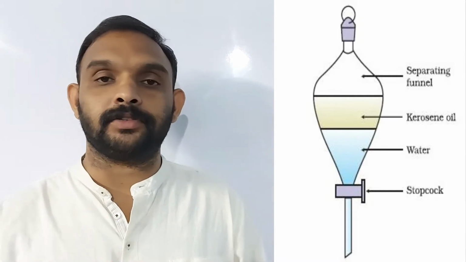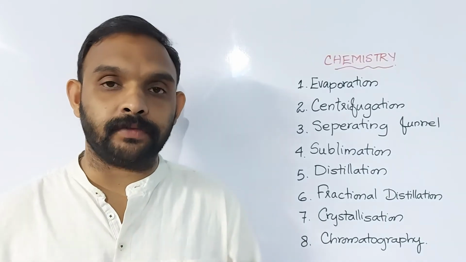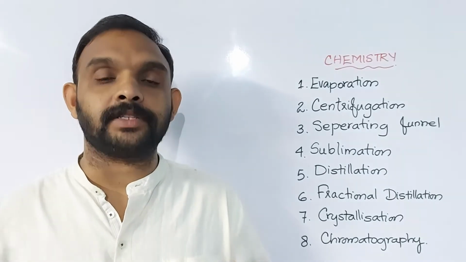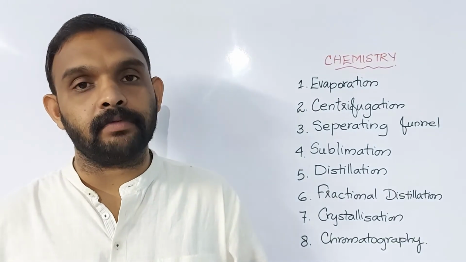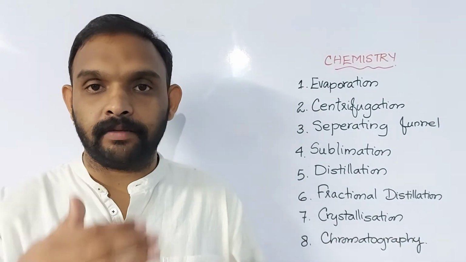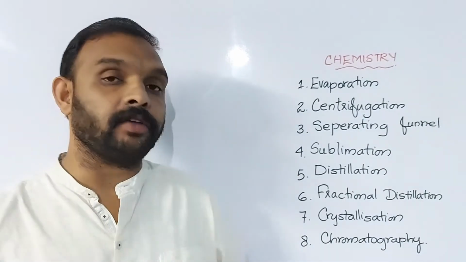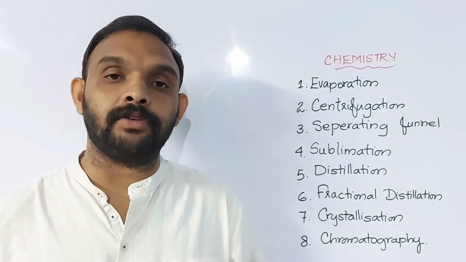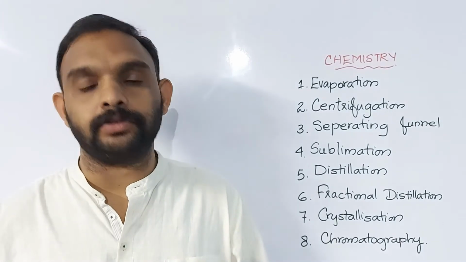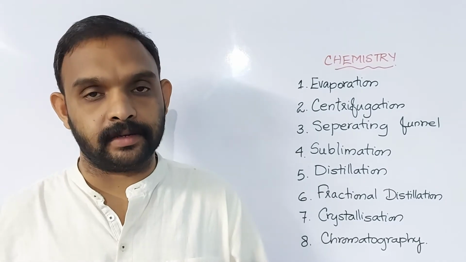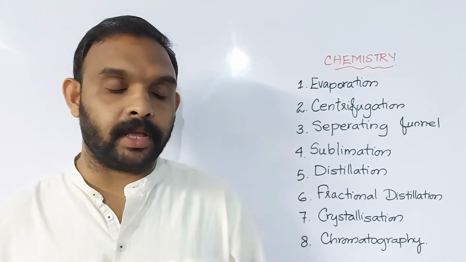So this method is also very important because the difference in the densities of these two liquids separates them out, and we can easily take out the liquid which has lesser density with the help of the stopcock. So that is about the separating funnel. It also has many uses. It is used in the metallurgical process to separate iron from its slag. Okay, that is one of its important applications.